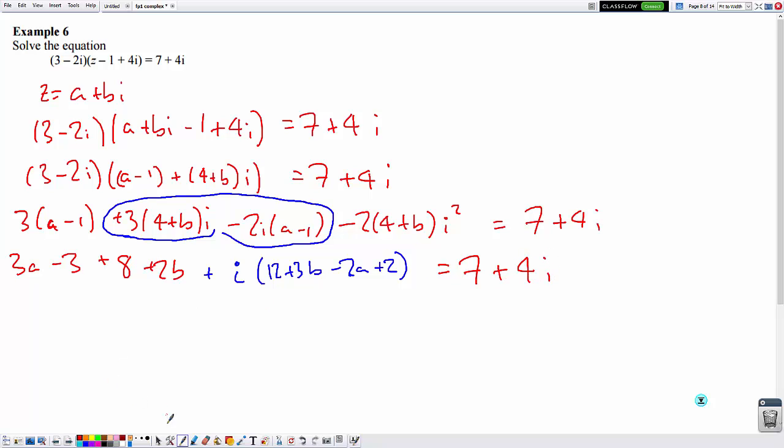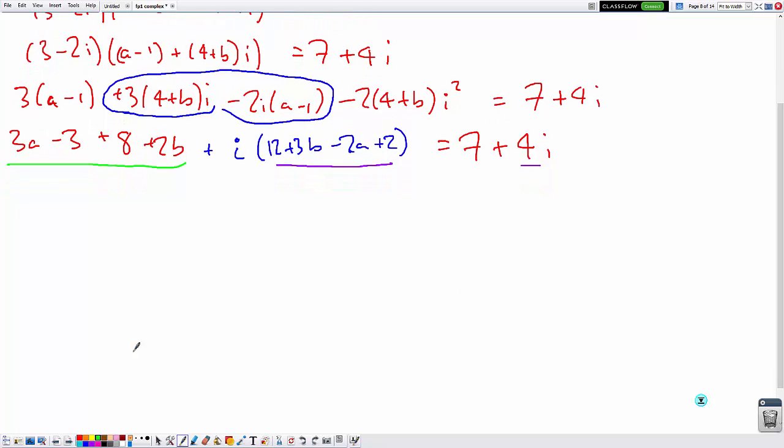Now, I did it like this. You may think, why did I bother doing it this way? Because now I can compare my real and imaginary parts. I gathered all my things with the i's together, so my imaginary part is this, and this whole thing must be equal to my imaginary part here, which is 4. And my real part is all of this, and this is equal to 7. So we're not done yet.